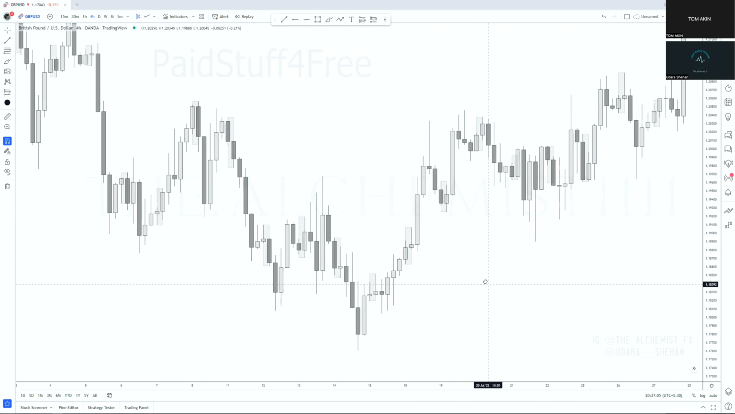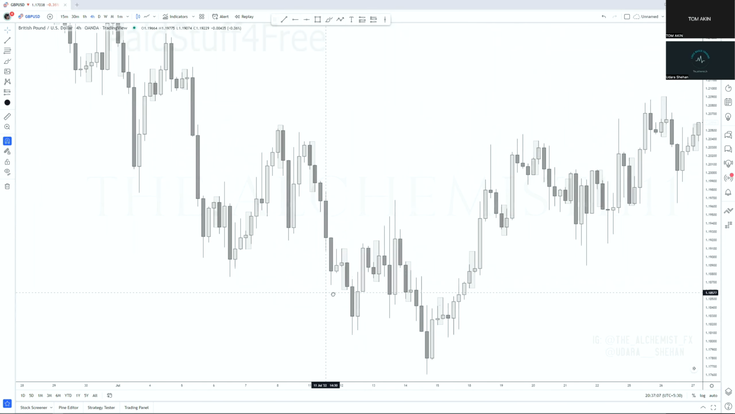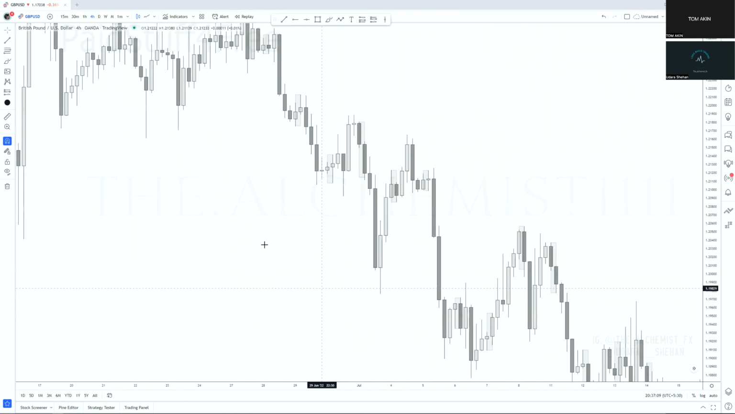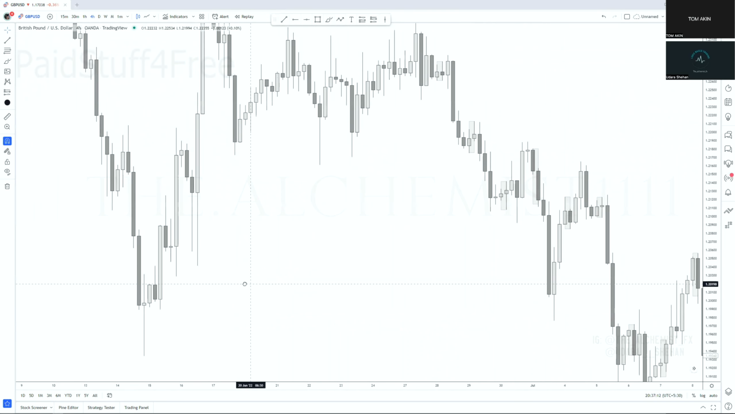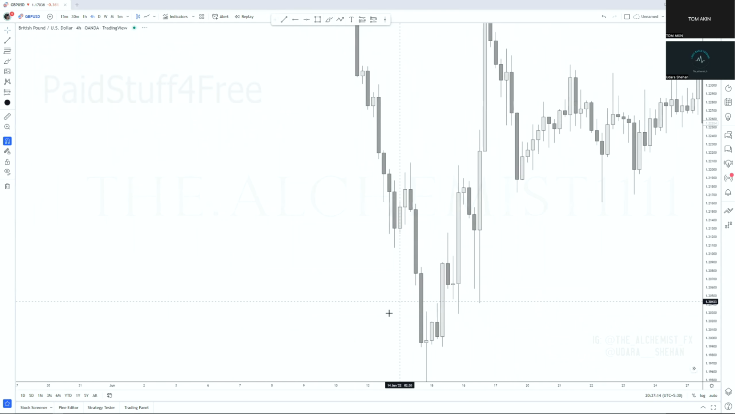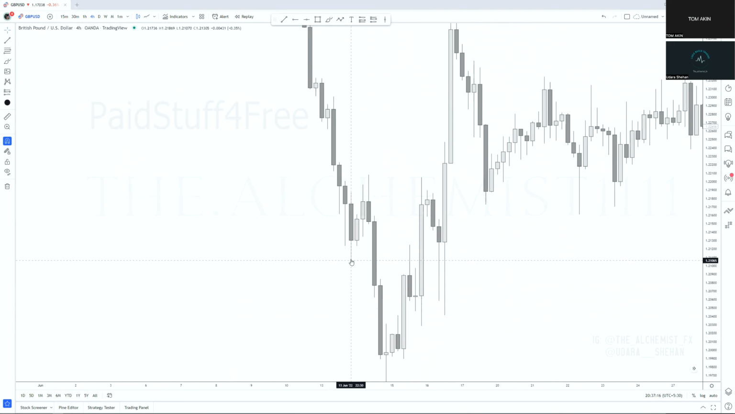Let's see, where do we have it? Here we go, a very perfect example. This is what we call a swing low. In this case, it's the opposite of what we talked about earlier: a higher low to the left, a higher low to the right, and the middle candle will turn into your swing low. So this right here is what we call a swing low.